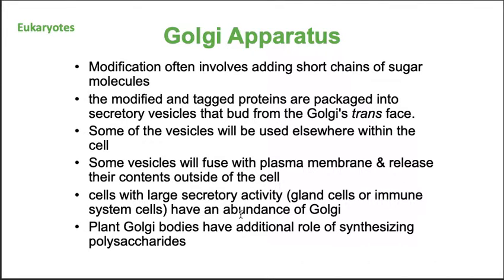So those cells, gland cells and immune system cells, they're going to have a lot of Golgi apparatus material within them so that they can secrete all of their substances constantly. Plant Golgi bodies have an additional role of synthesizing polysaccharides.